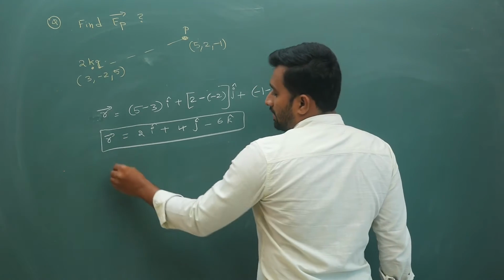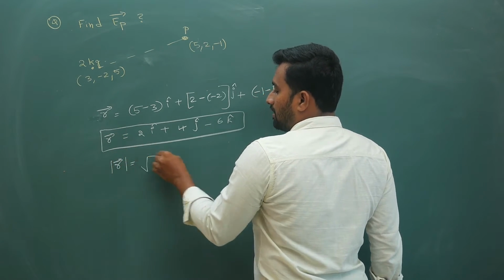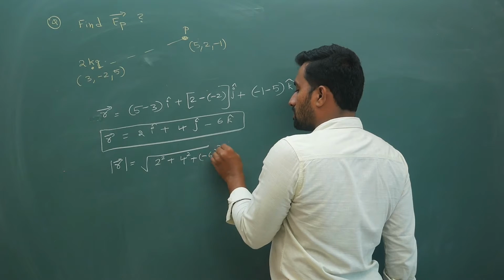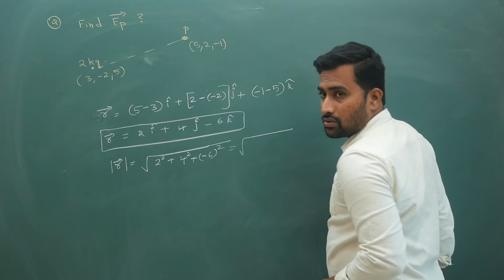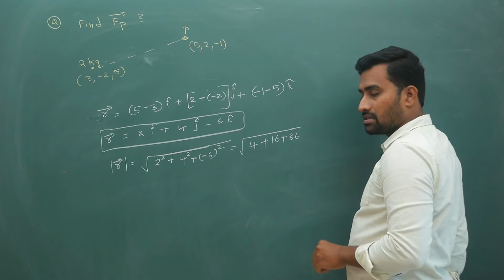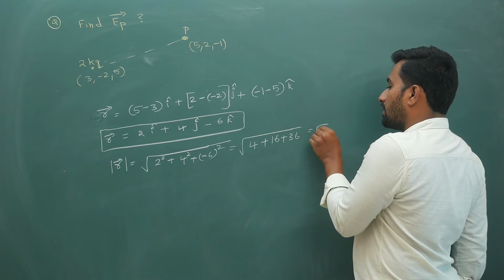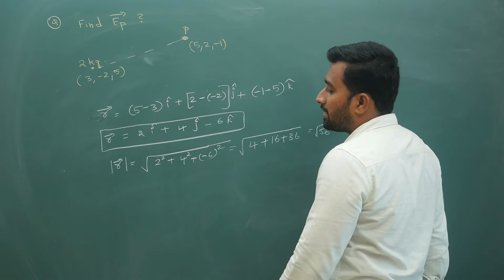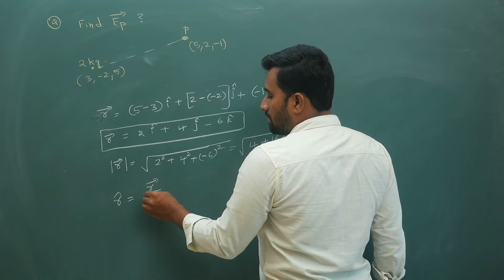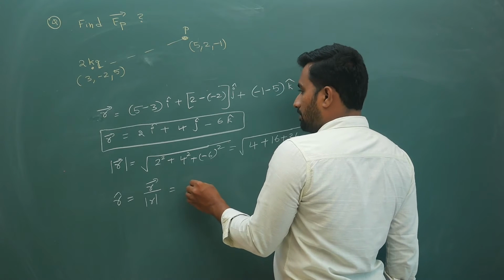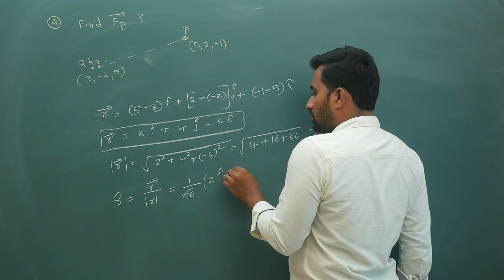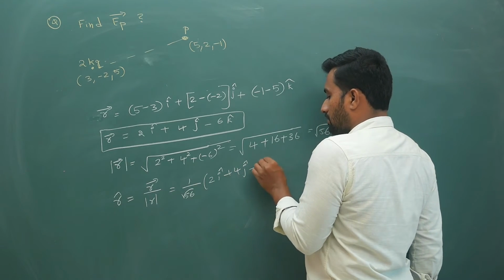Next, your magnitude of R bar is under root 2 square plus 4 square plus (minus 6) whole square. So that is equal to under root 2 square is 4, 4 plus 4 square is 16, 16 plus 6 square is 36, so 4 plus 16 plus 36 is 56. This is square root of 56. Your magnitude of distance is this much. Now your R cap will be R bar by mod R. So that will become 1 by root 56 of (2 i cap plus 4 j cap minus 6 k cap).